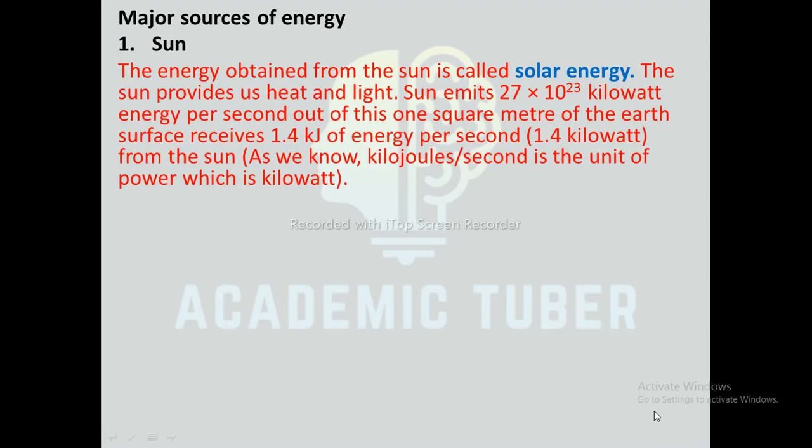Sun. The energy obtained from the sun is called solar energy. The sun provides us heat and light. Sun emits 27 into 10 to the power 23 kilowatt energy per second. Out of this, a square kilometer of the Earth's surface receives 1.4 kilojoule of energy per second from the sun.